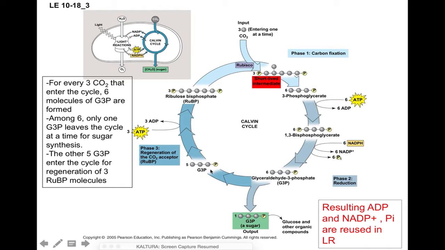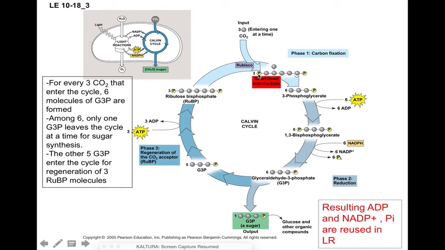So these 5 G3Ps are broken and rearranged in order to regenerate 3 RUBPs. Again, each G3P is 3 carbons. There are a total of 5 G3Ps, so the number of carbons will be 5 times 3, 15. These 5 G3P molecules are broken and rearranged to make 3 RUBP sugars. So that is how RUBPs are regenerated. And these RUBPs are going to bump into rubisco.